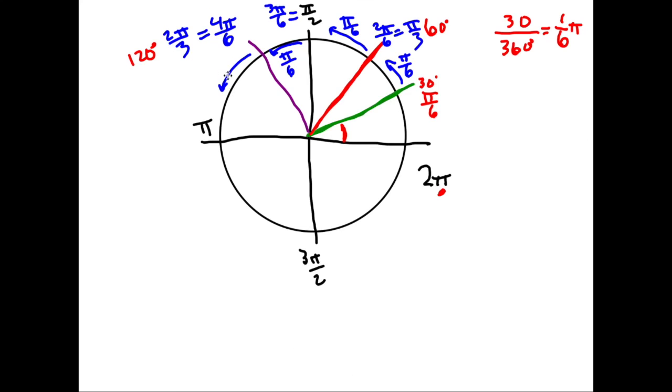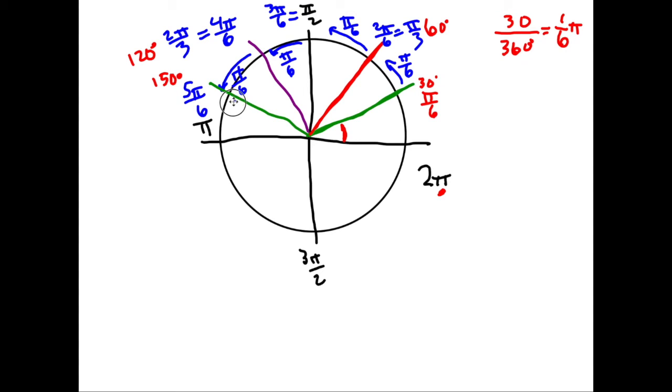Let's go another pi over 6. That's going to give us this guy. So add another 30 degrees, and that's going to be 150 degrees. And then in radians, it's going to be adding a pi over 6 to this guy right here, 5 pi over 6.